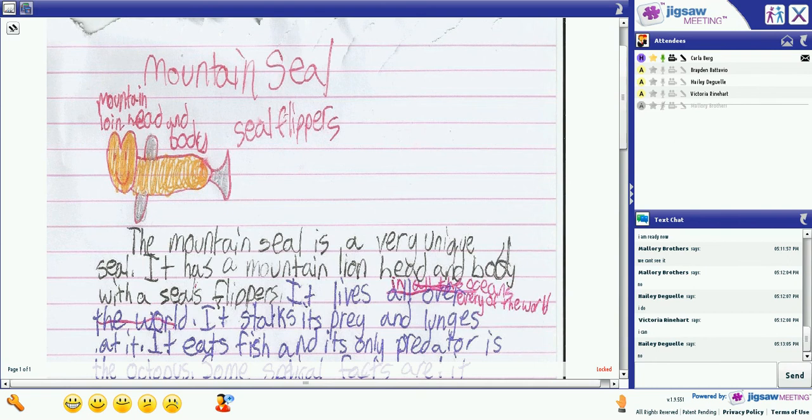Great job. Okay, Brayden, now you said you have a picture. I will turn your camera on so we can see the picture, and then you can turn your microphone on and share with us.